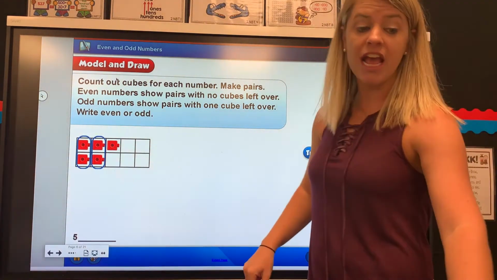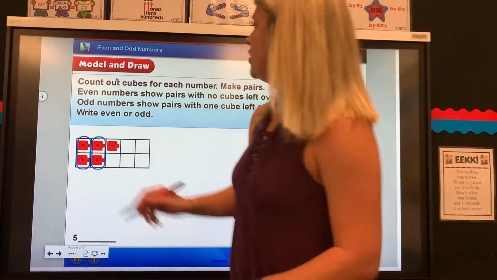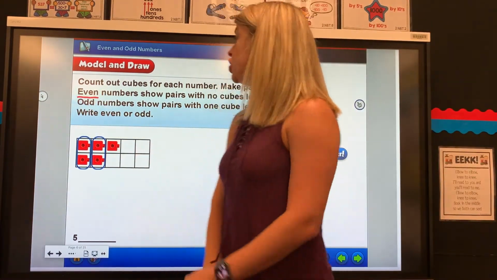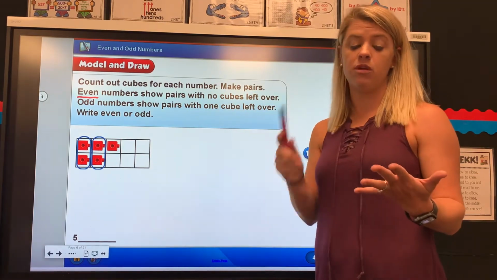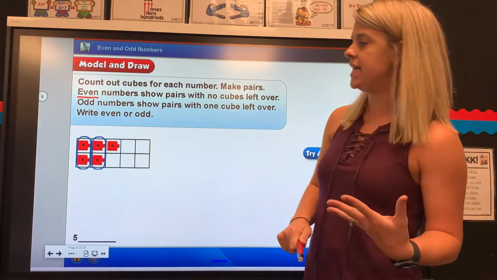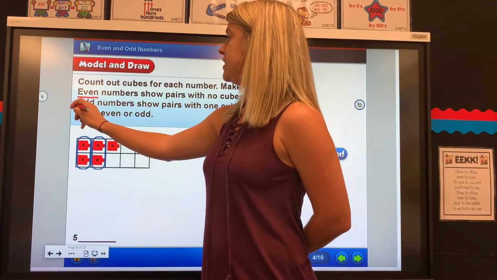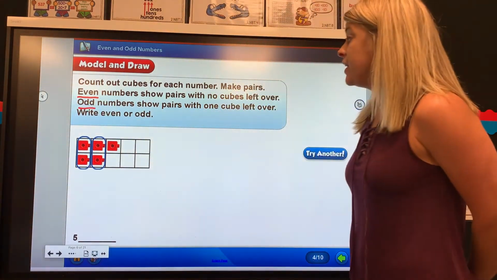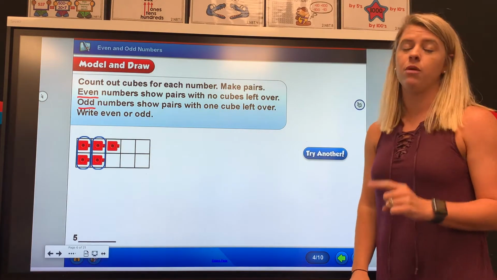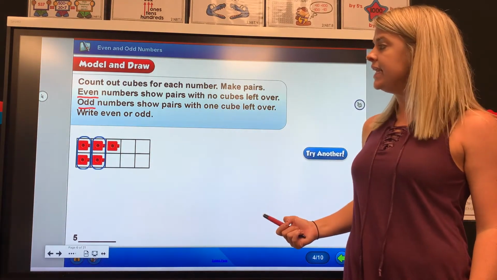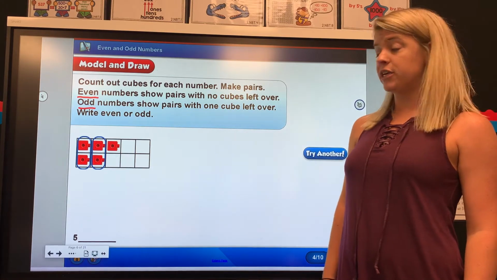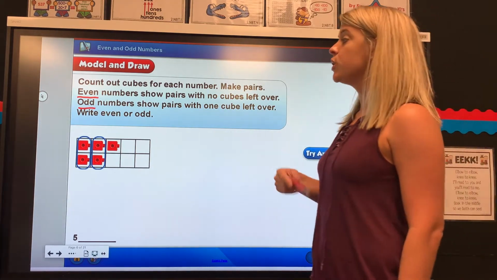Here's that first word. An even number shows pairs with no cubes left over. So that in our previous activity would have been number 8 and number 10. An odd number shows pairs with 1 cube left over when we're finished. So that would have been number 7 and number 13. Okay? So as we look at these pictures in your model and draw box, we're going to decide if they are odd or even.